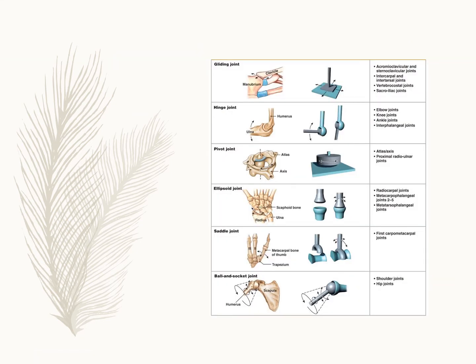This graphic here gives you examples of the different joints: the gliding joint, the hinge joint, the pivot joint, the saddle joint, and the ball and socket joint. With it, it gives you examples of each. For the hinge joint, we have the elbow joint, the knee joint, and the ankle joint. For the ball and socket joint, you have the shoulder joint and the hip joint.